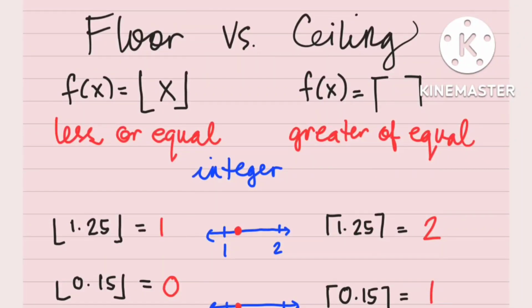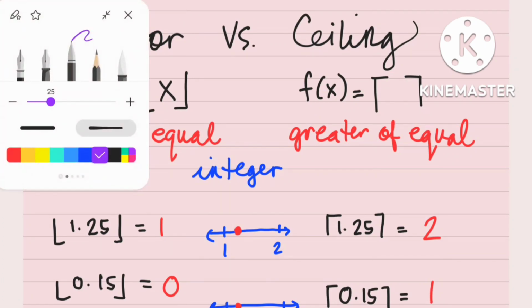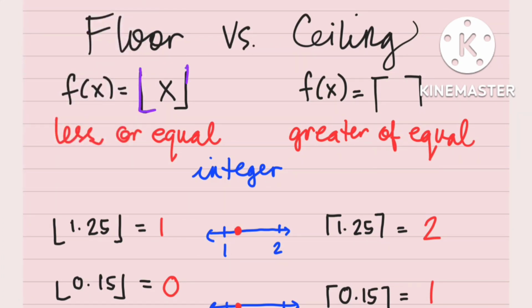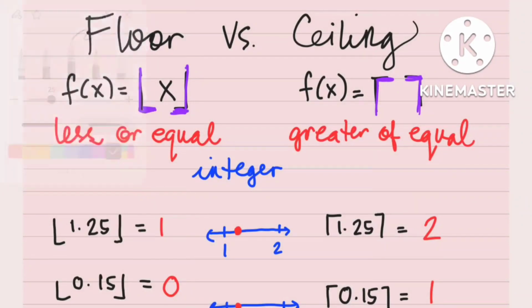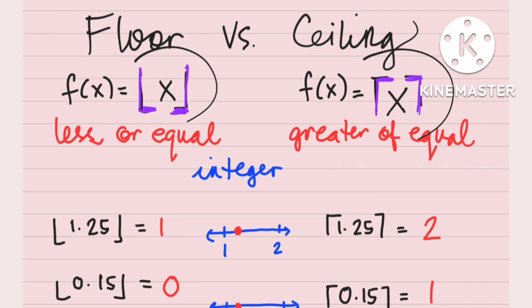This time, we are going to differentiate floor function versus ceiling function. So, we use this symbol for floor function, while this symbol is used for ceiling function. This is floor, this is ceiling. Now, the value of our floor function is always an integer.